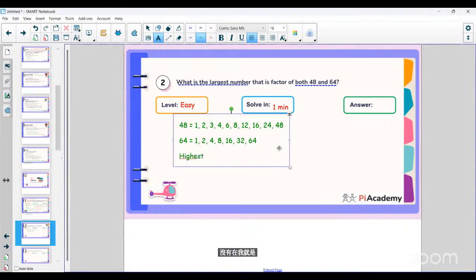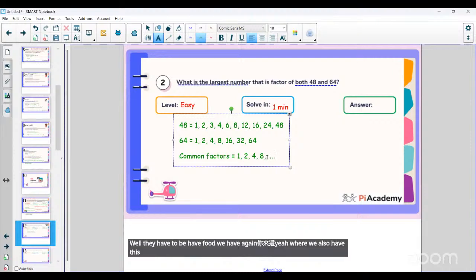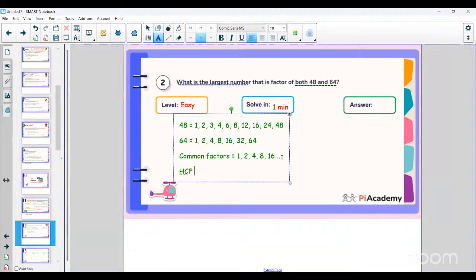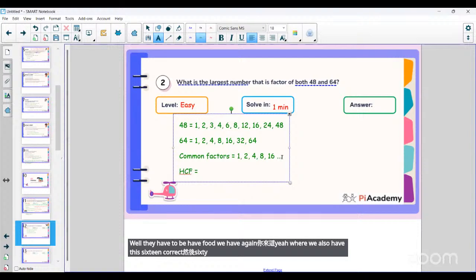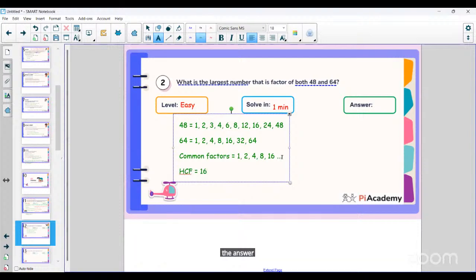What is the highest common factor first of all? Well, these are 1, we have 2, we have 4, we have 8, and that's it. Well, we also have this 16. Correct. And now among these common factors, what is the highest common factor? 16. So the answer is 16. Okay. So what is the correct HCF answer?